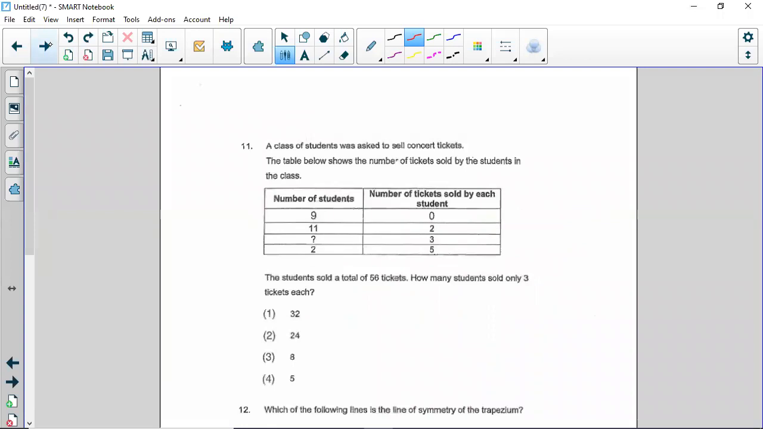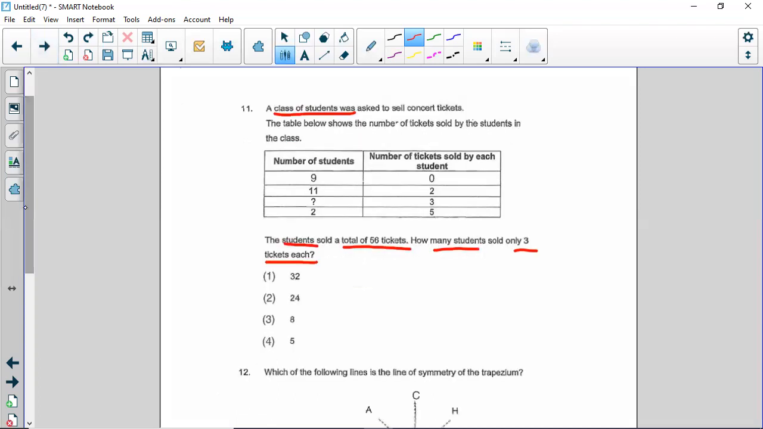Okay, question 11. A class of students was asked to sell concert tickets. The table shows the number of tickets sold by the students. And the students sold a total of 56 tickets. How many students sold only 3 tickets each? Okay, so you should try to highlight the keywords and the important numbers so that you break down the problem. Then it won't be so hard for you. You look carefully. You need to look at the table and understand, especially the word each.